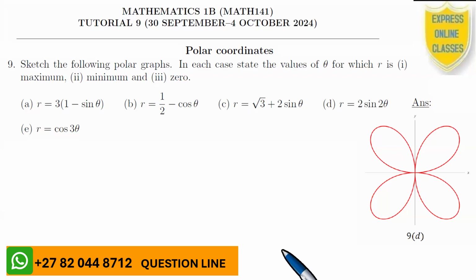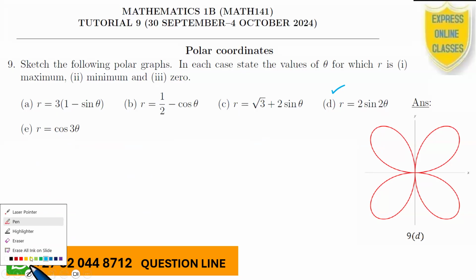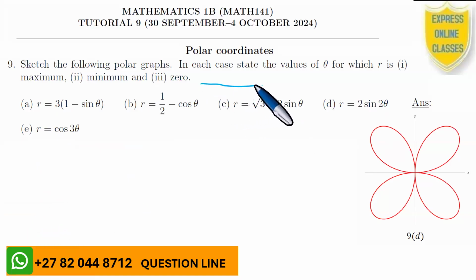But looking at part D, because it has 2 theta, we can think about the angle that is going to help us in this case. Okay, so let us ponder to reason this out. Let us draw some table and have some values and see what values are going to be missing and fill in the gaps where necessary.